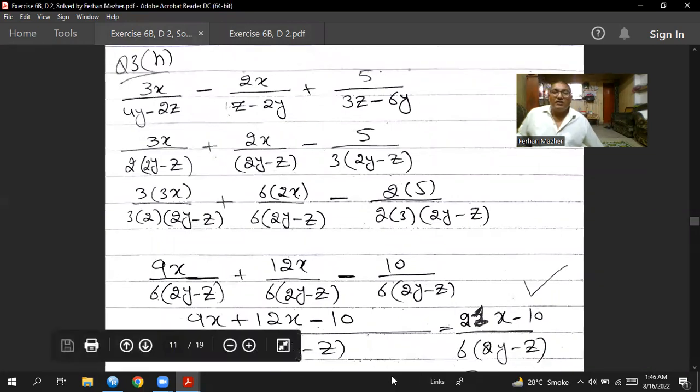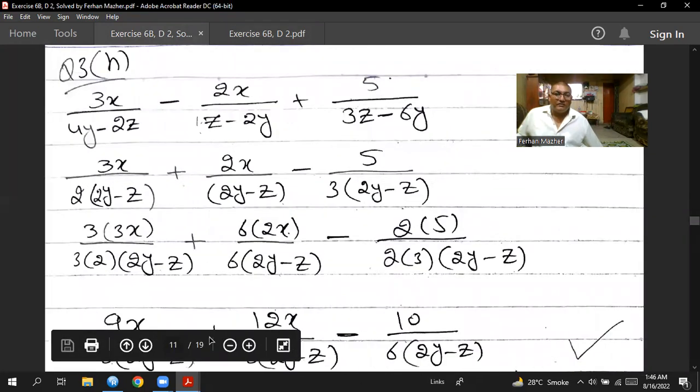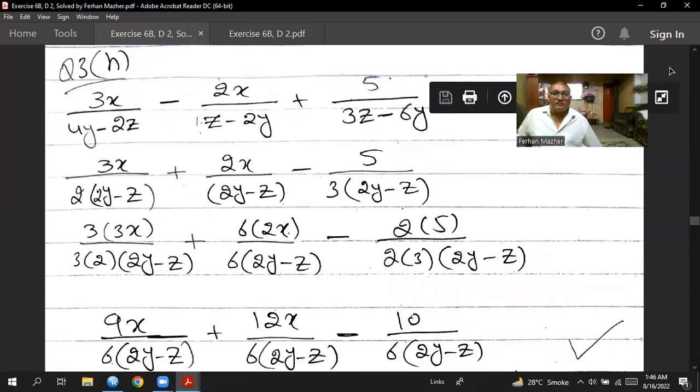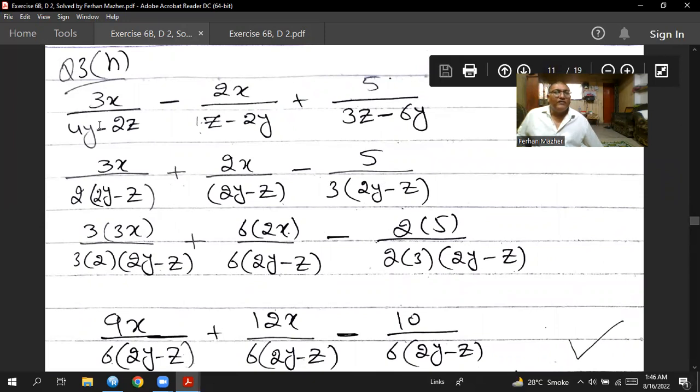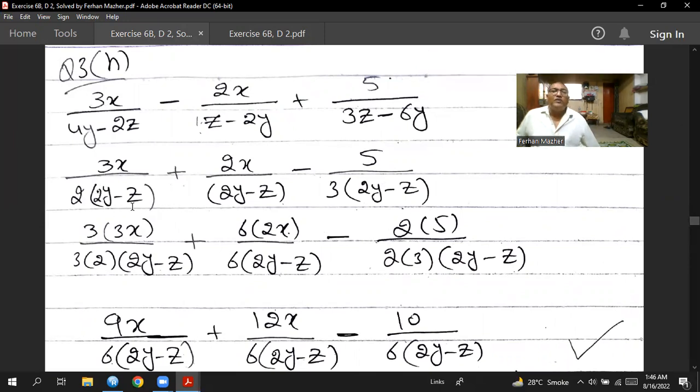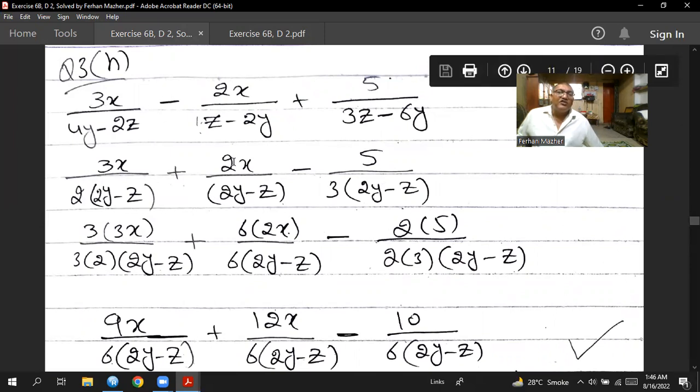Okay, so here we go. From these two, take 2 common. So in the denominator, you have 2(2y - z). From these two, I can take the negative common. So this negative will become positive. So here you will have 2x, and in the denominator, you will have 2 minus z minus. From here, I have taken the negative 3 common. So this positive will become negative. So 5 by 3(2y - z), because you have taken negative and 3 common, their order will change.